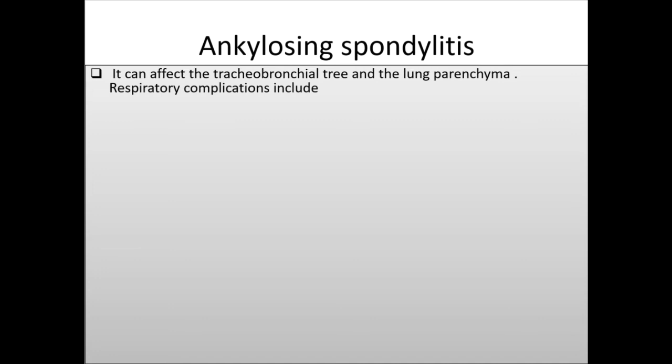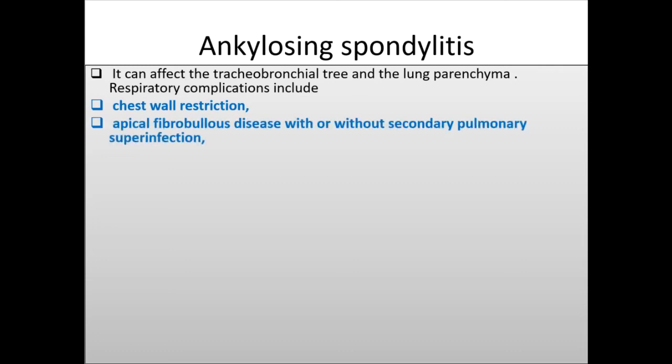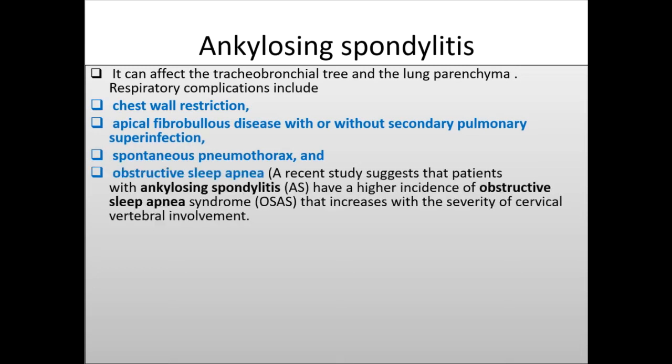Ankylosing spondylitis. It can affect the tracheobronchial tree and the lung parenchyma. Respiratory complications include chest wall restriction, apical fibrobullous disease with or without secondary pulmonary superinfection, spontaneous pneumothorax, and obstructive sleep apnea. A recent study suggests that patients with ankylosing spondylitis, AS, have a higher incidence of obstructive sleep apnea syndrome, OSAS, that increases with the severity of cervical vertebral involvement.